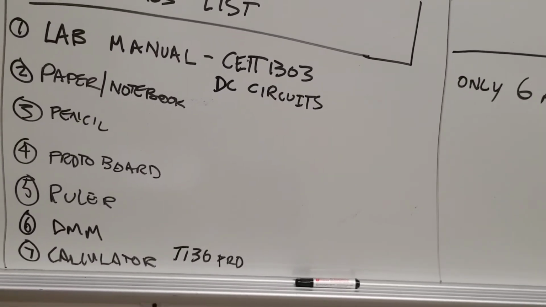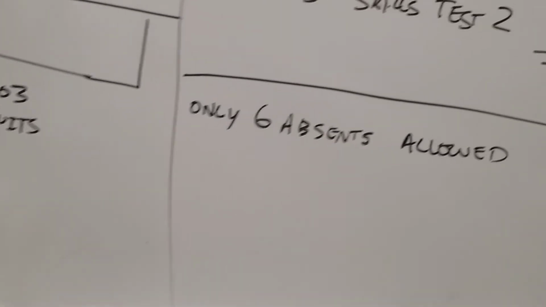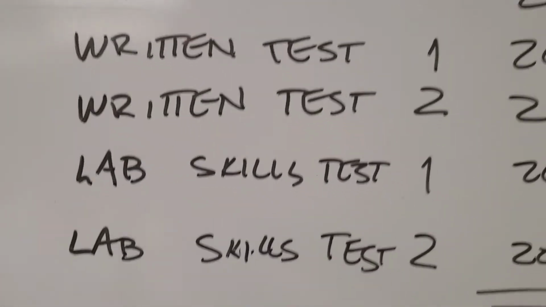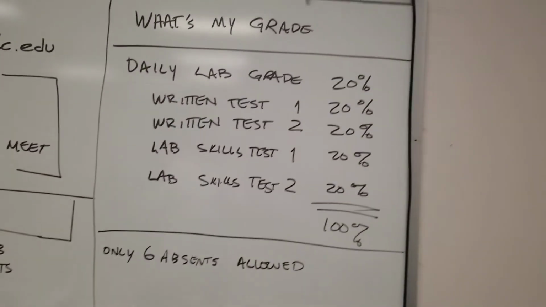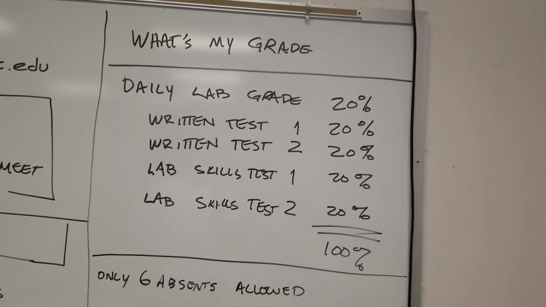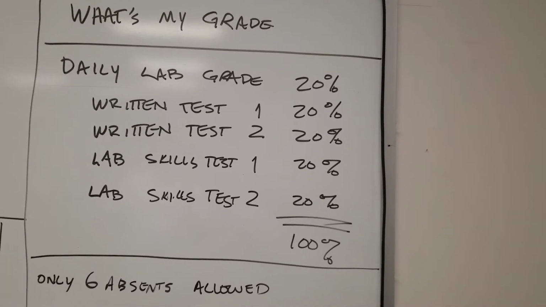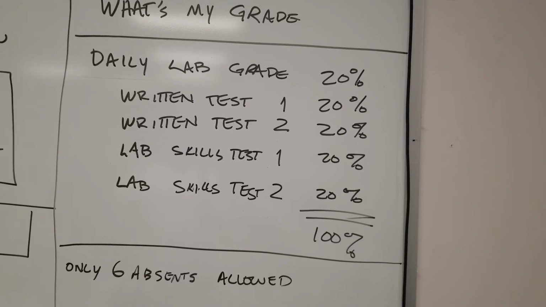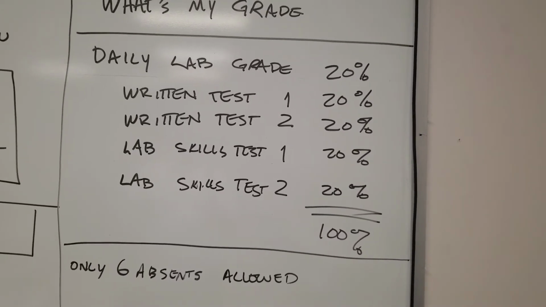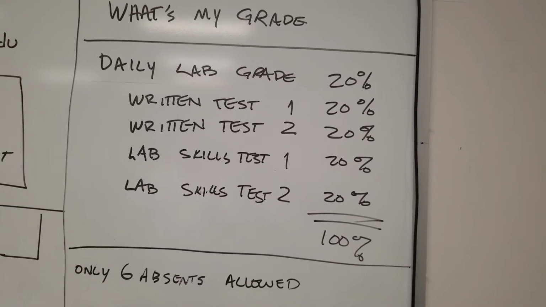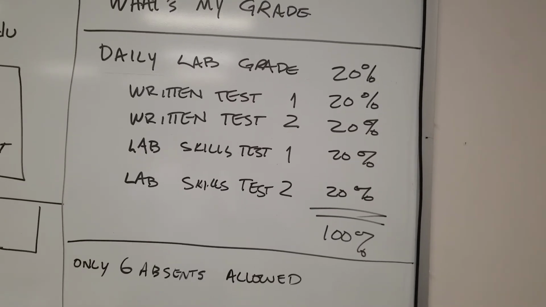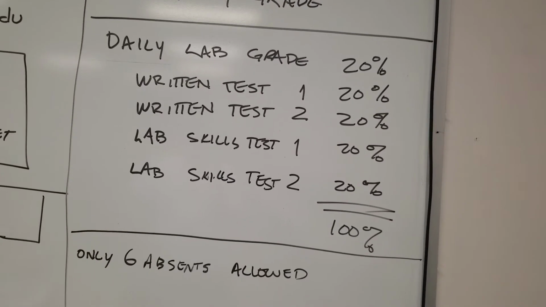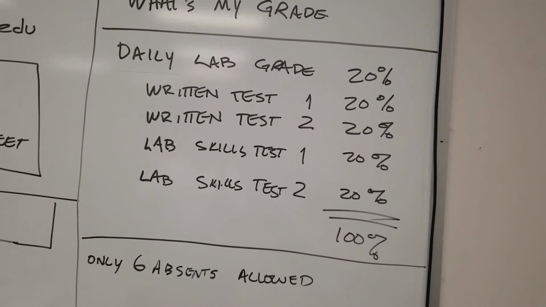Okay. Now let's talk about something else that you're going to be interested in, and that is, how is my grade figured? And what's my grade? So here's how we're going to calculate your grade. We have daily lab grades. We are going to meet 30 times in this class, approximately, not exactly, but we have 15 weeks of coursework. We meet 2 times a week.